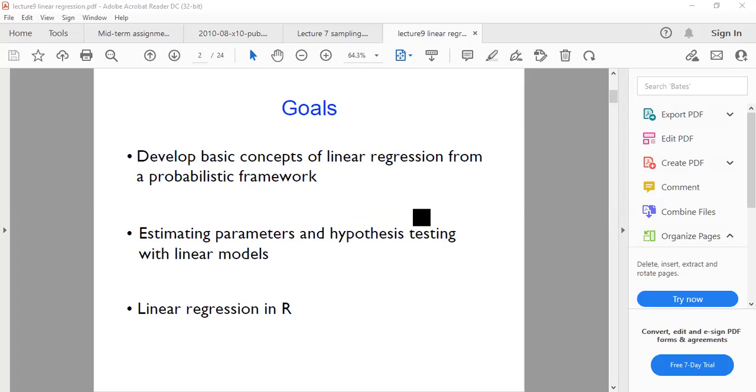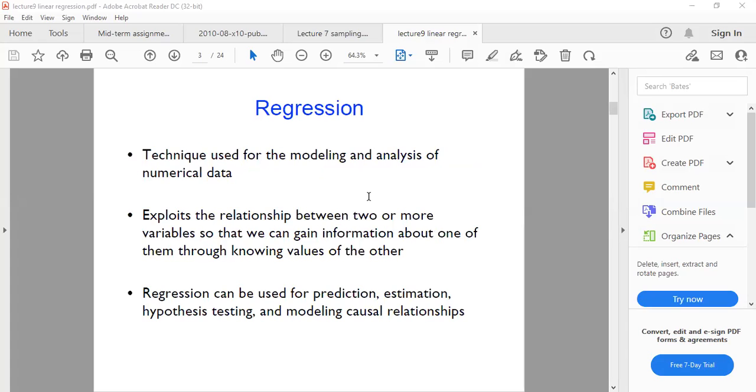So by the time we're done with this, we need to learn how to develop basic concepts of linear regression from a probabilistic framework. You should also be able to use the regression equation to estimate parameters in hypothesis testing with linear models, and also how to actually set up a linear regression equation.